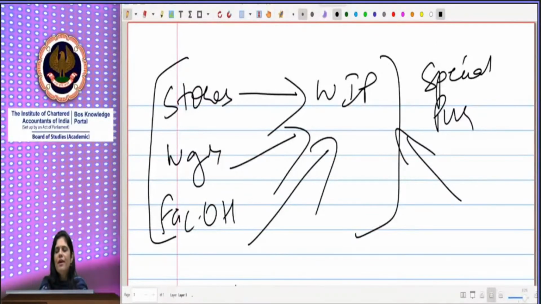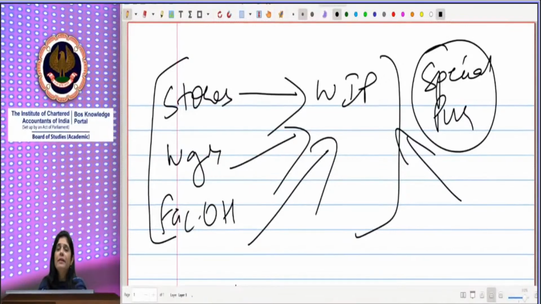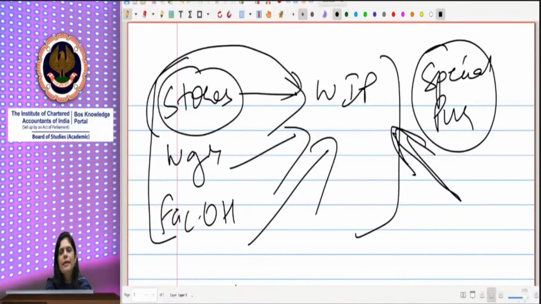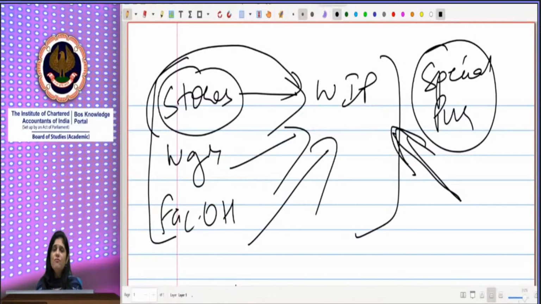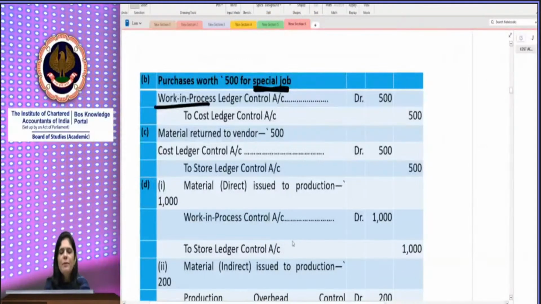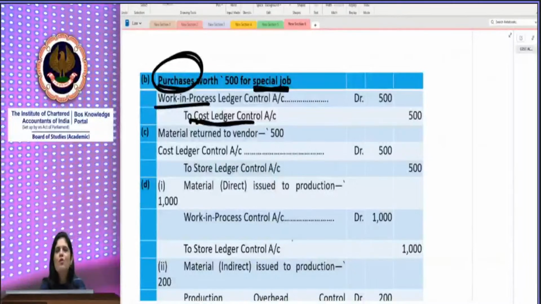So if any special purchase we are doing for any material for a particular job, it can go directly to WIP, not routed through the stores. Clear? So the inventory will go to WIP, but a special purchase for a particular job can go directly to WIP without going through stores ledger. All right. So that you need to understand.